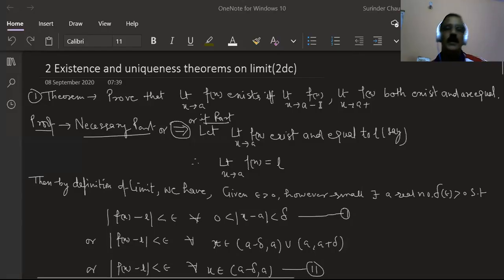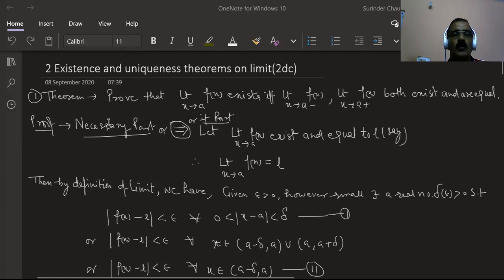Hello students, in the previous lectures I told you why we find the limit of a function at a point. What is the necessity to find the limit of a function at a point? Now in this lecture we'll discuss when the limit of a function exists, that if the limit exists it is unique, and how we show that the limit of a function does not exist with the help of Cauchy criteria.